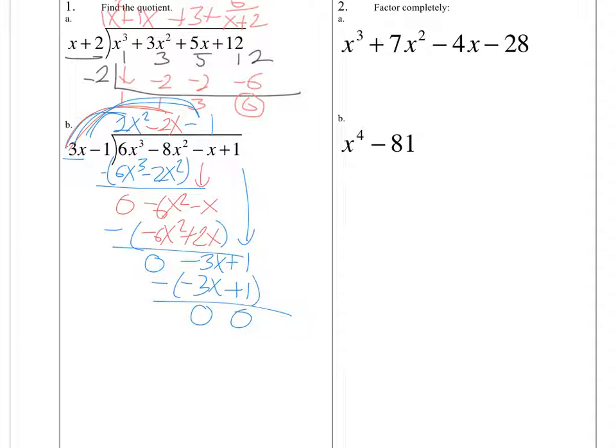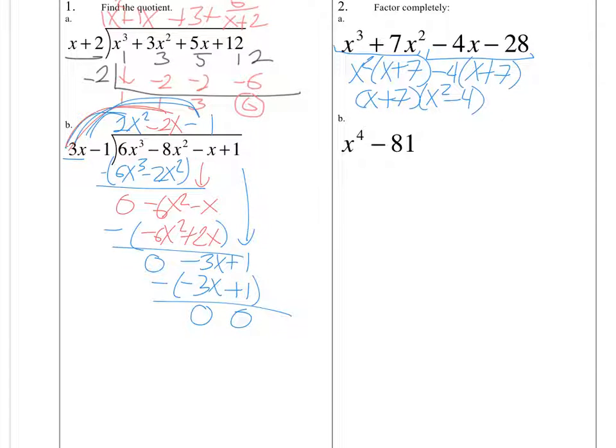Number 2, we're looking to factor these things completely. I see a cubic polynomial with 4 pieces. My first instinct is to try to do this by grouping, because that saves me a heck of a lot of time. I can take an x squared out of the first 2, and I'm left with x plus 7. I can take a minus 4 out of the next 2, and I'm left with x plus 7. Woo, that worked. I'm going to take my x plus 7s out front, so I've got x plus 7, and my leftovers are x squared minus 4. That's a difference of 2 squares. So we get x plus 7, x plus 2, and x minus 2.